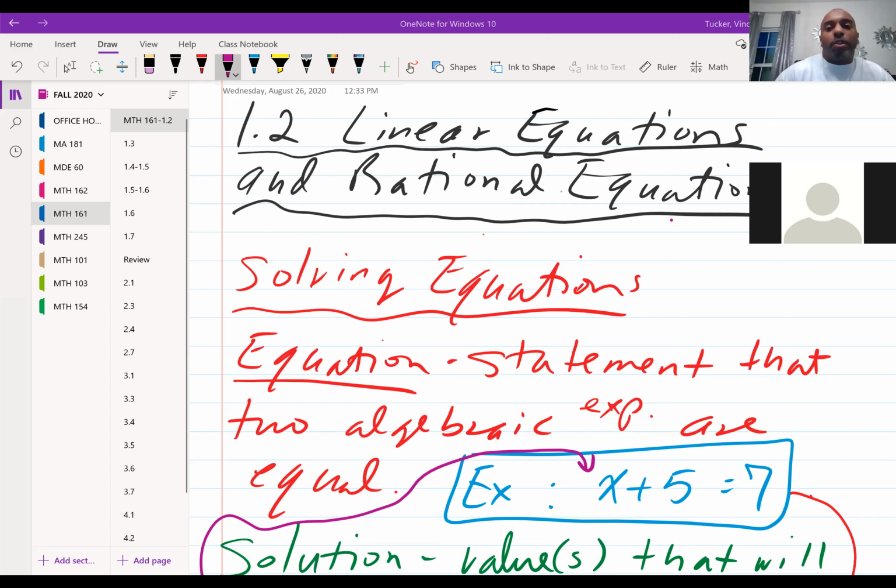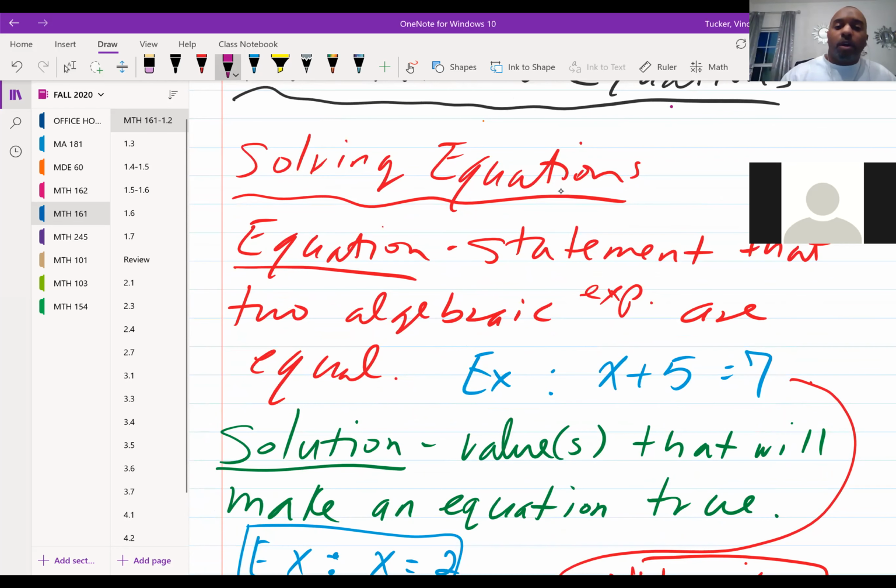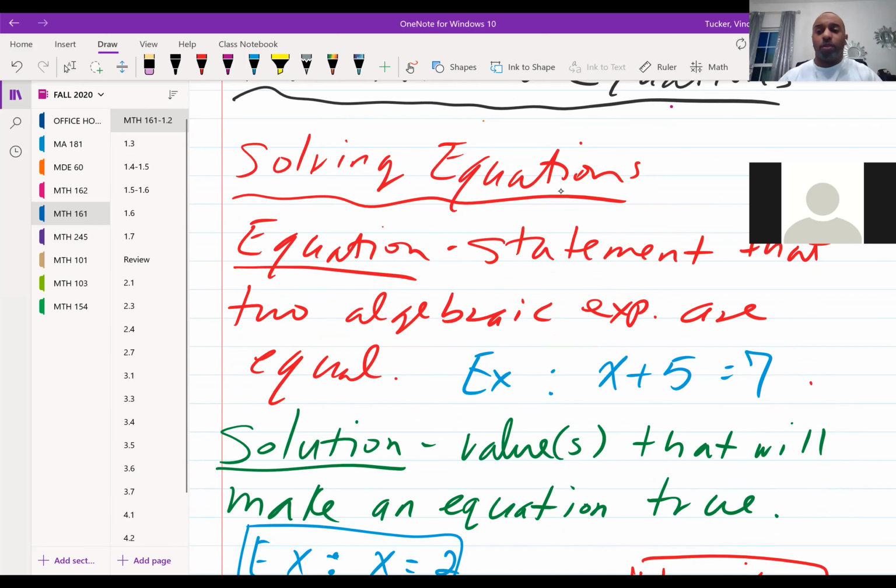So 1.2 is linear equations and rational equations. First thing, we're looking at solving these. And an equation is a statement that two algebraic expressions are equal. Two algebraic expressions are equal. So an example of that is x plus 5 equal to 7. That's just a simple example of an equation. x plus 5 equal to 7.